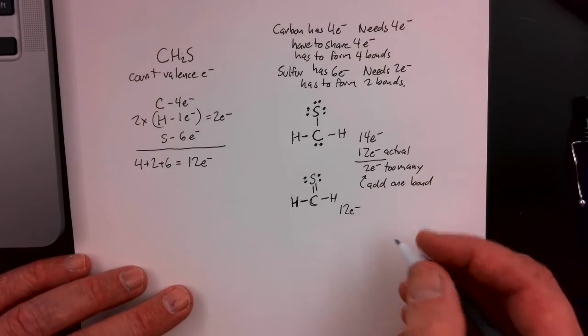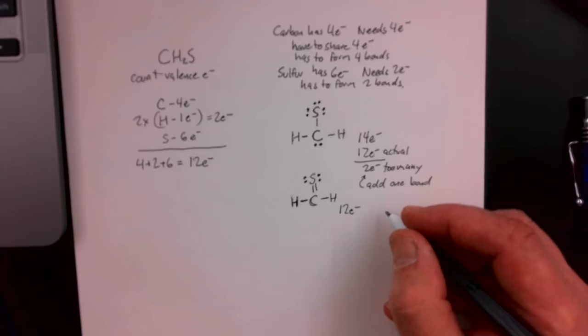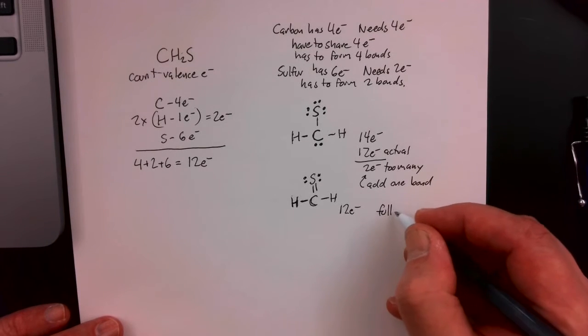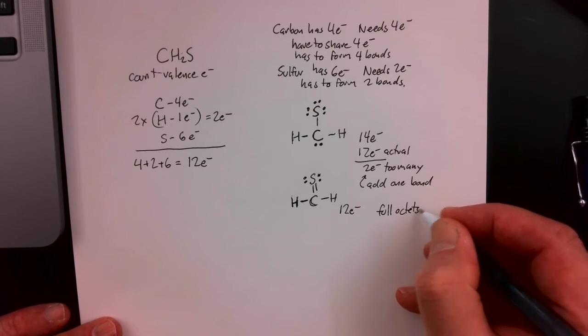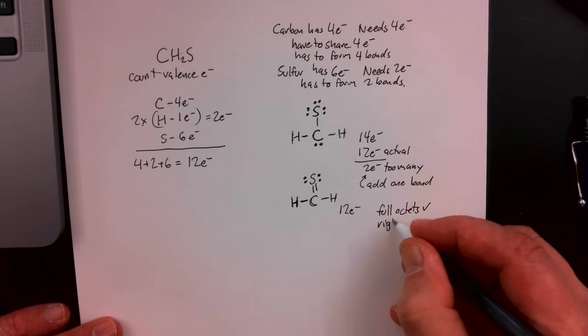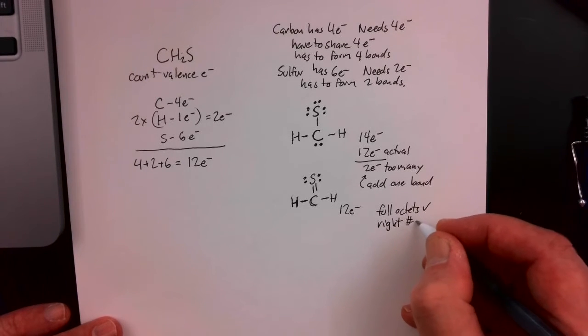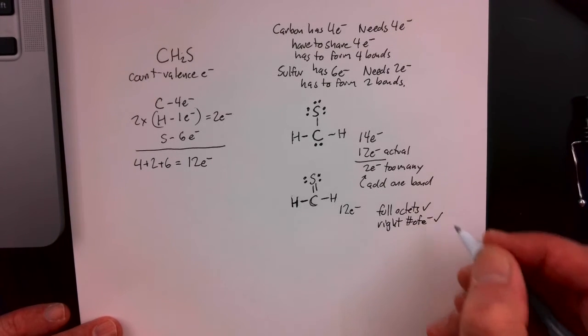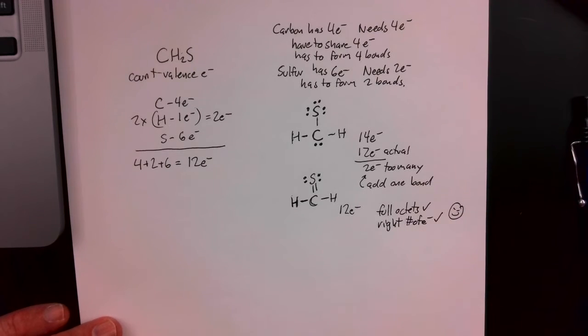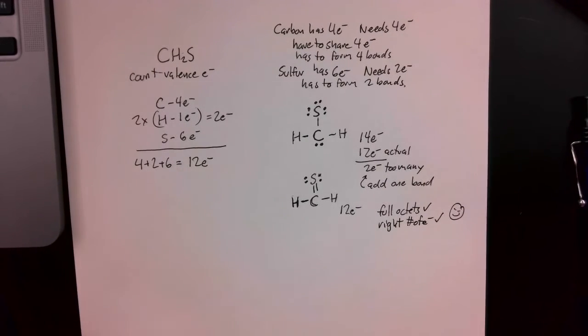So I do my checklist, right? We have full octets. Check, we have the right number of electrons. Check, and so we are happy and we are done, okay? All right, so this structure is done properly.